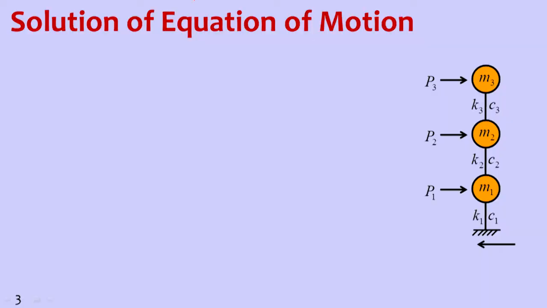So this is an idealized mass, spring and damper system, or lumped mass system, where forces are acting at level 1, level 2, level 3, that is P1, P2, P3. M1, M2, M3 are the respective masses. K1, K2, K3 are stiffness terms, floor stiffnesses, and C1, C2, C3 are damping terms.